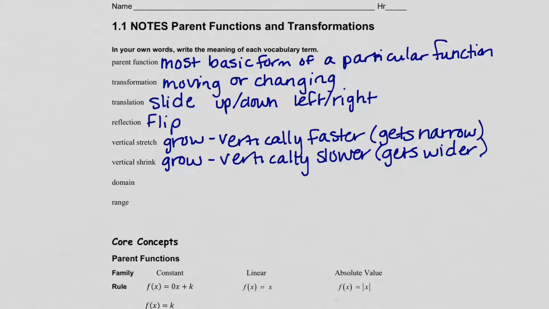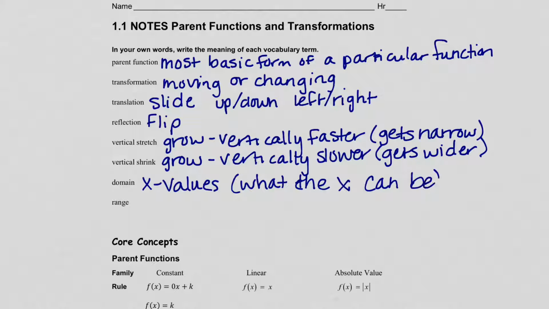Okay, so the domain of a function are all of the x values of that function. Oh my goodness, I didn't write it, sorry. What the x can be. So it's all the values of x, so all the values the function is going to go left and right. The range then will be the y values, and it's what values the y can have.